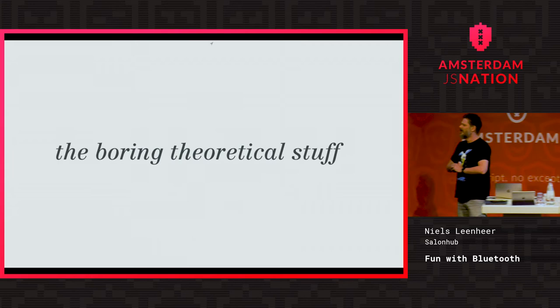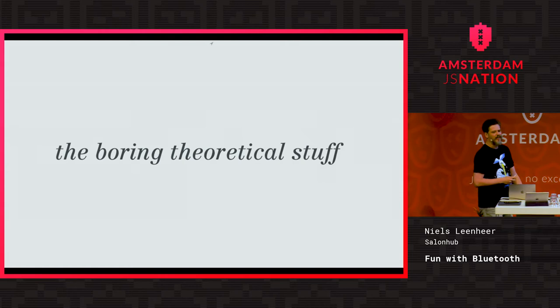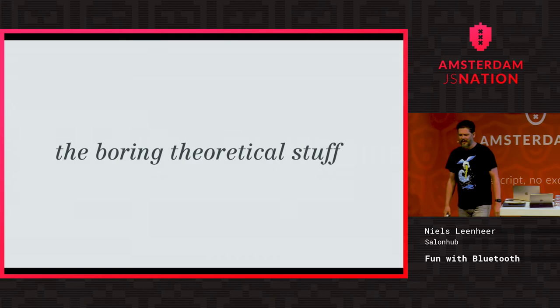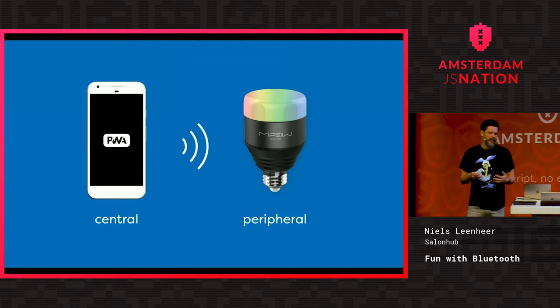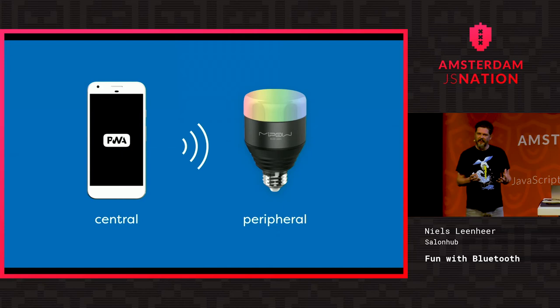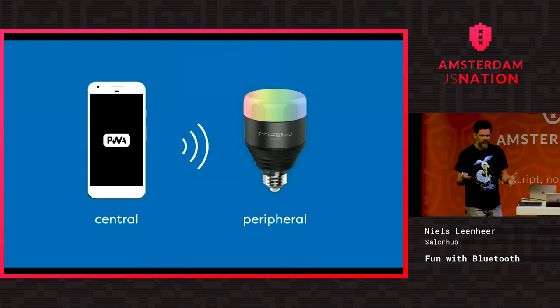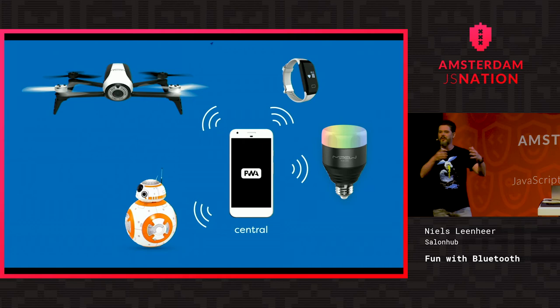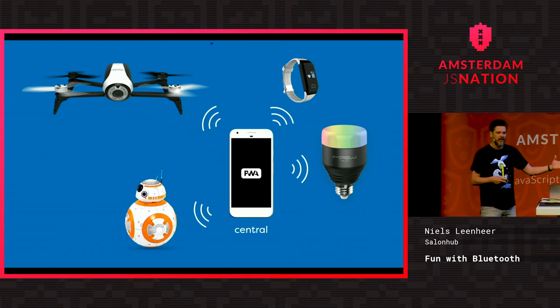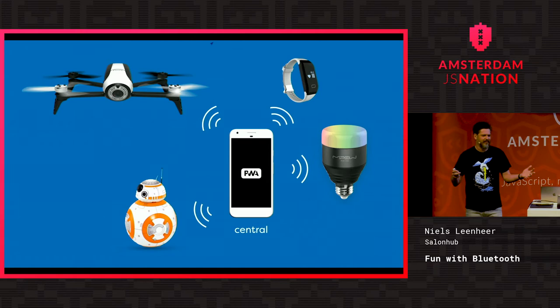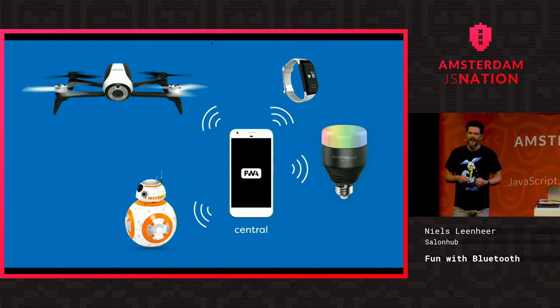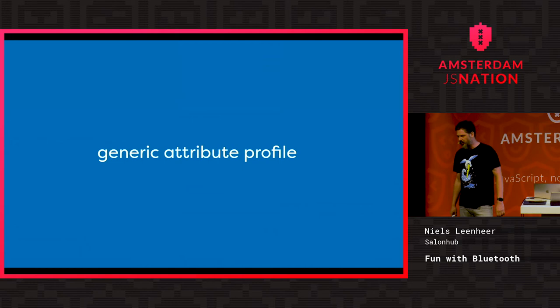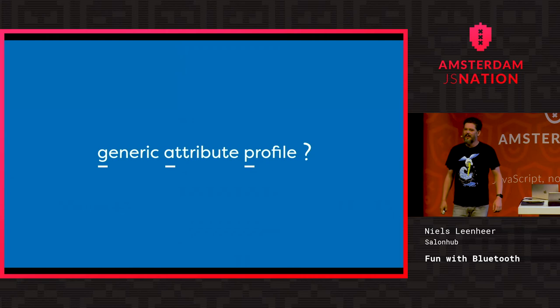Before I show you cool stuff, first, the boring theoretical stuff. I'm sorry. So when you have Bluetooth devices, you're talking about central devices and peripherals. The central device talks to a peripheral, and not the other way around. So if you have a mobile phone as your central device, it can talk to multiple peripherals, but they can't talk to each other. So your drone can't talk to your light bulb, if it wanted to. I don't know why, but OK. And when we're talking about web Bluetooth, we're talking about a very specific part of Bluetooth, the Generic Attribute Profile. And that has a very obvious abbreviation, of course. No, GATT, because why logic?